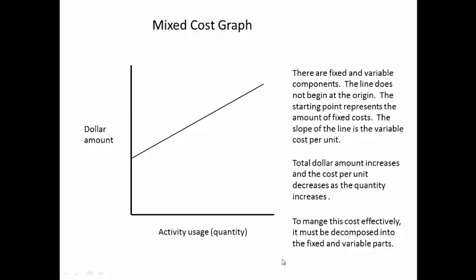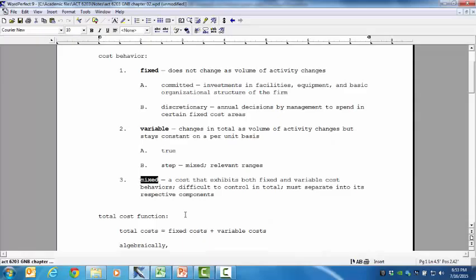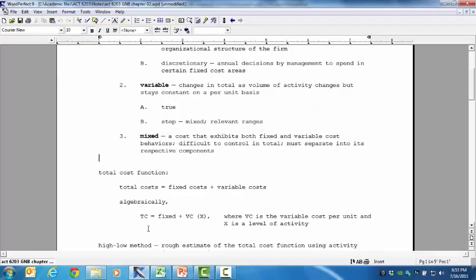But to manage this cost effectively, you're going to have to decompose this into the fixed and variable parts, and we will do that in the context of Chapter 2. So we can put all these together and come up with what we call a total cost function. And this is simply where your total cost equals your fixed plus your variable. Or stated differently, we could say your total cost is the fixed plus some variable rate multiplied by some level of activity. And we're going to use this to create cost functions.